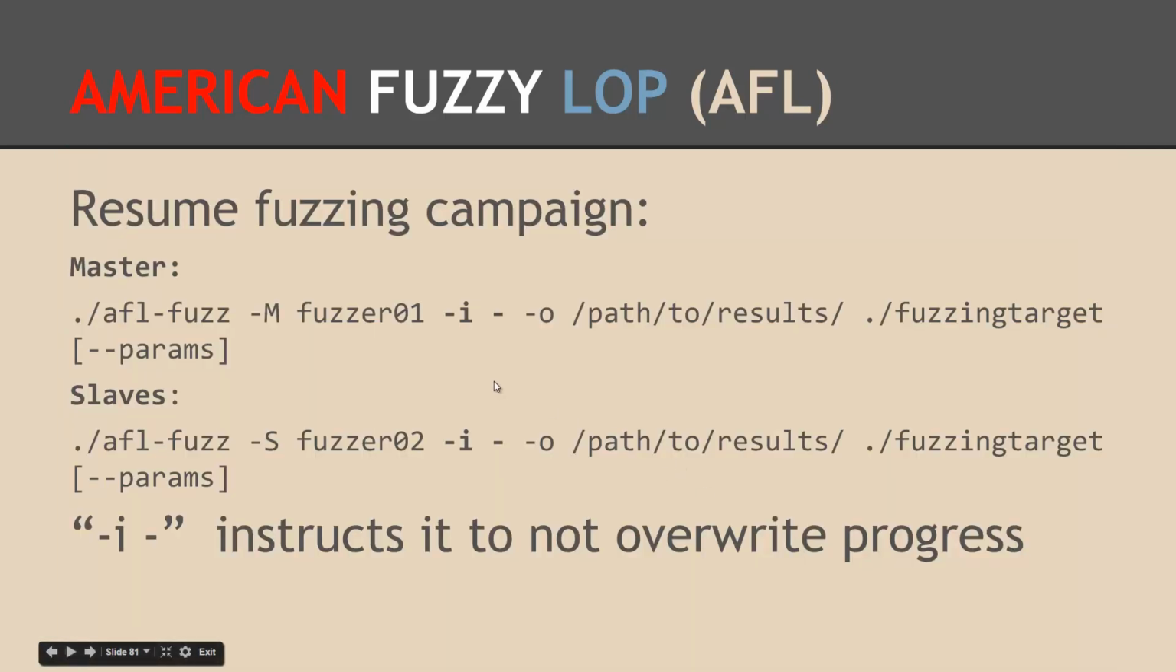If you ever have to pause an AFL campaign, it is essential that you pass it the right parameter when you resume it. Otherwise, it'll restart all of your progress and erase what you've done so far. It is -i - (minus). I don't know why it is that. I forget. It's in the help documents, but that specifically instructs it not to overwrite progress. It is safe, I think, to have that in from the get-go.